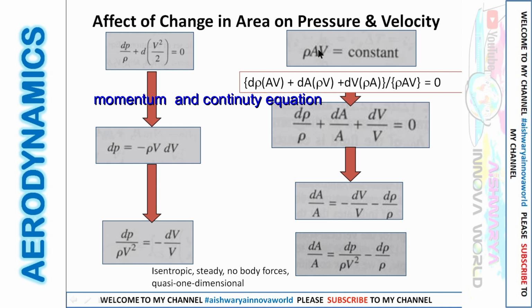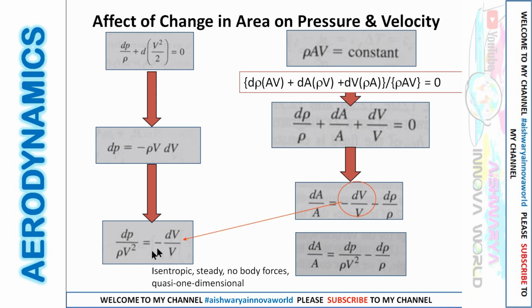Okay. Now next, this is the continuity equation for compressible flow. Don't get confused with the incompressible flow. Here we are finding for the compressible flow. Now from here we keep dA by A on one side and the other terms on the other side: minus dV by V minus d rho by rho. Here we also have minus dV by V. So let me substitute, instead of minus dV by V, dP by rho V square in this term. So we get this equation.